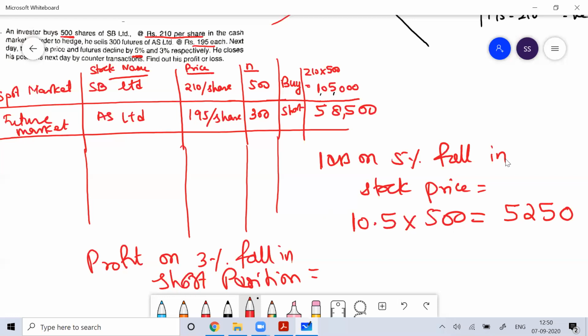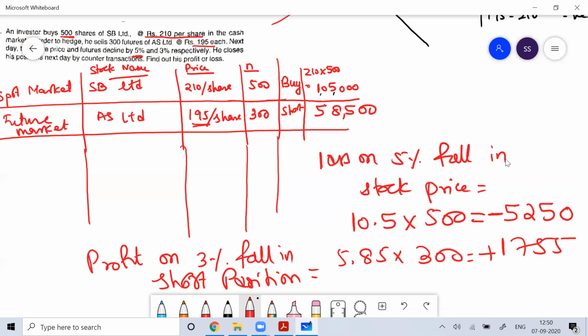So you did at 195. What is 3% of 195? 1% of 195 is 1.95, and 3% would be 5.85. So 5.85 into how many shares? 300 shares. So the profit you get for this is 1755.